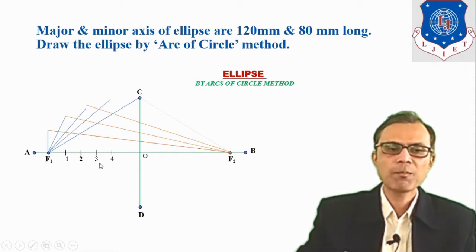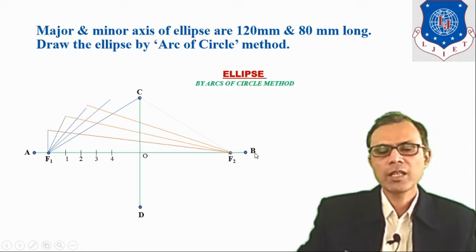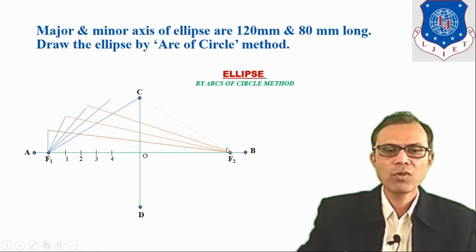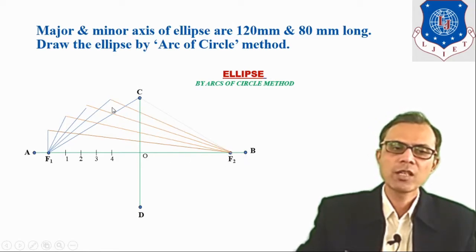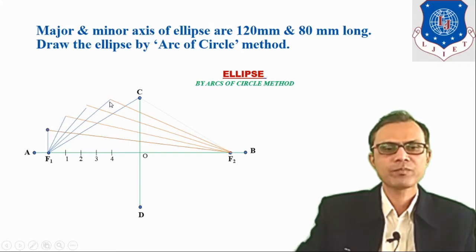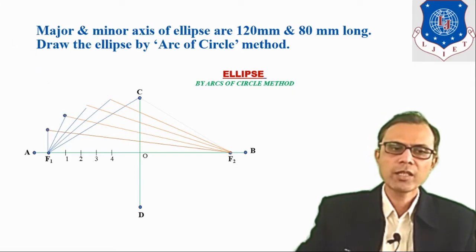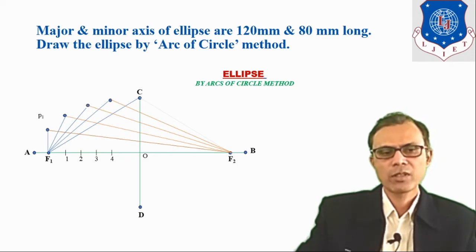And then take compass size equal to A4. Draw an arc over here. Then change compass size, take it as B4. Keep F2 as center point, draw an intersecting arc. So all these intersecting points are the required points for the ellipse.